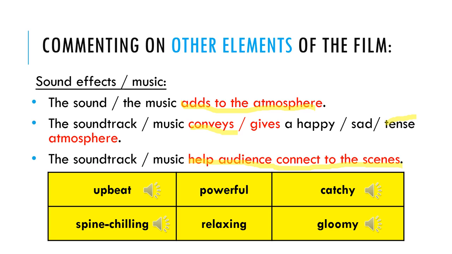Okay, so the third one is spine chilling. Okay, I think the answer of this one is pretty obvious. Okay, so the next one is relaxing. This one again is very easy. I'm not going to tell you what is that. Okay, the final one is gloomy. Okay, let's listen to it.